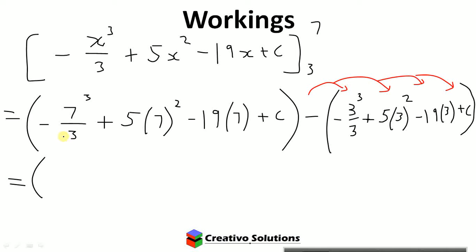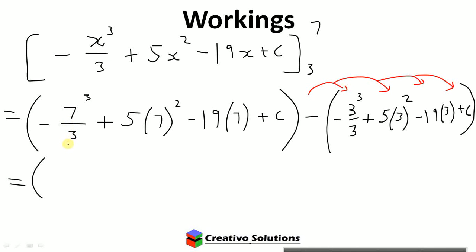So bracket minus 7 over 3 to the power of 3 plus 5. Do it separately, it's better. You're going to make a mistake if it's too long. Okay, so what is this equal to? Minus 7 to the power 3 over 3.